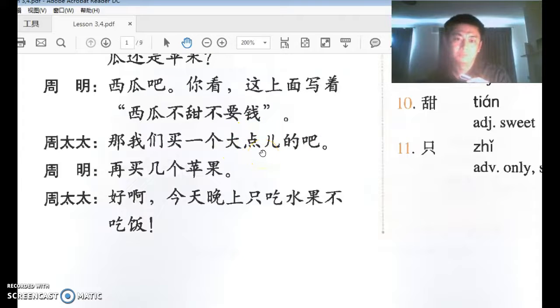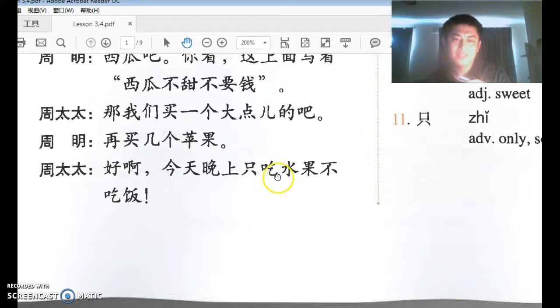And then 周太太说 那我们买一个大点儿的吧. 大点儿 means a bit bigger, a bit bigger 的西瓜, right? 大点儿 means a bit big or bigger one. And 周明说 再买几个苹果. We bought something and then the action of buying is going to happen again. 几个苹果, several, not how many, several 苹果. 周太太说 好啊, 今天晚上只吃水果, 不吃饭. Only eat fruit, not eat dinner.